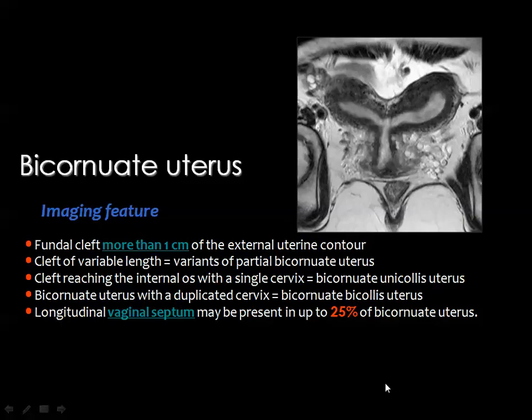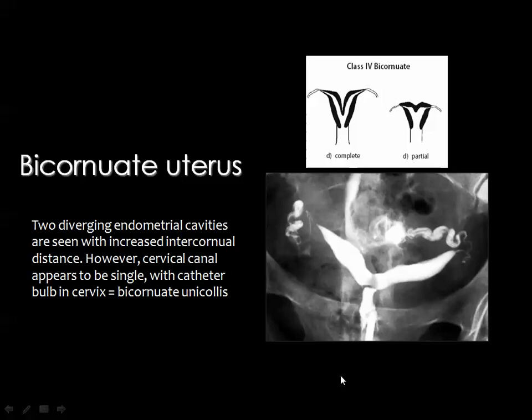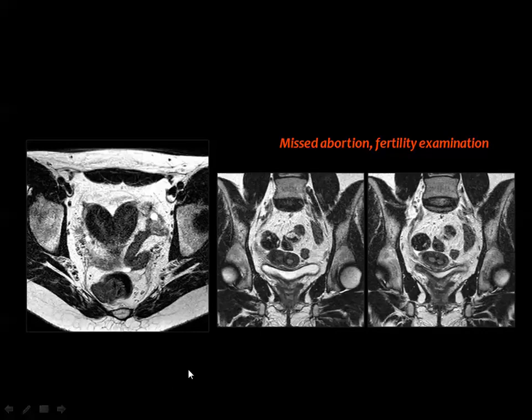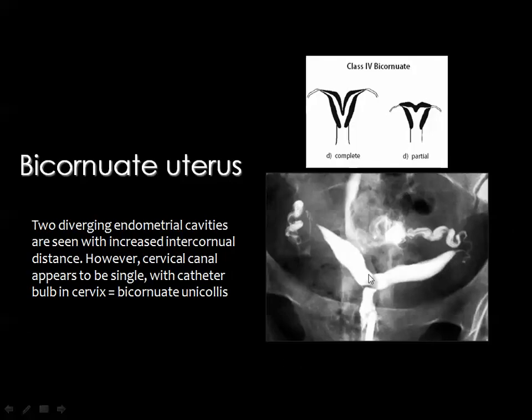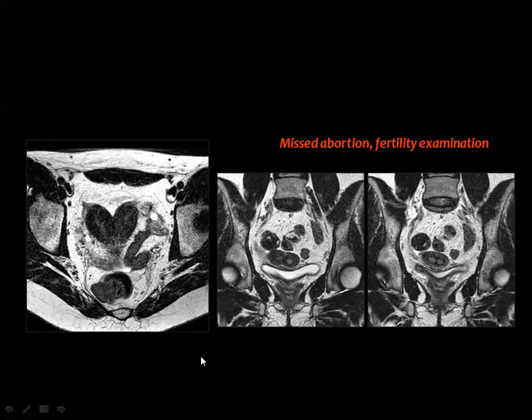This is what we call bicornuate unicolous uterus. And sometimes you got two separate uterine bodies and two separate cervical canals. But here you see a bicornuate unicolous uterus with a single cervical canal, where the uterine bodies are opacified by a single cannula introduced into a single cervical canal.